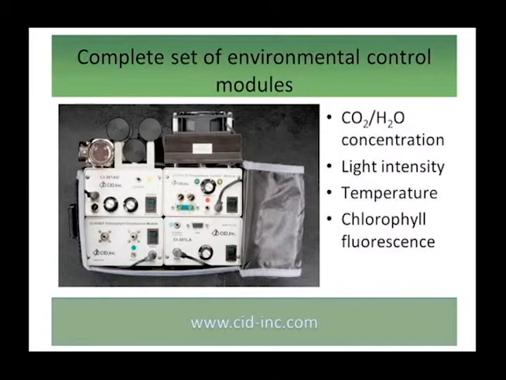The environment in the leaf chamber can be controlled with separate control module accessories. The carbon dioxide, relative humidity, light intensity, and temperature can be controlled. There's also a separate module for measuring chlorophyll fluorescence for those interested in photosynthetic efficiency.